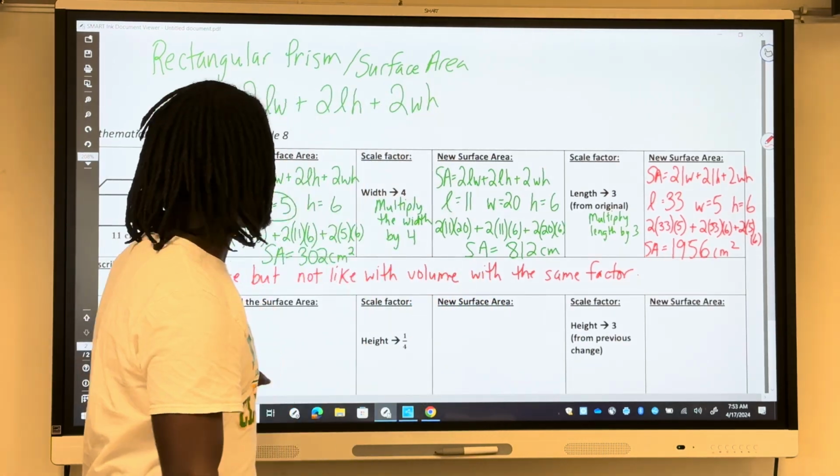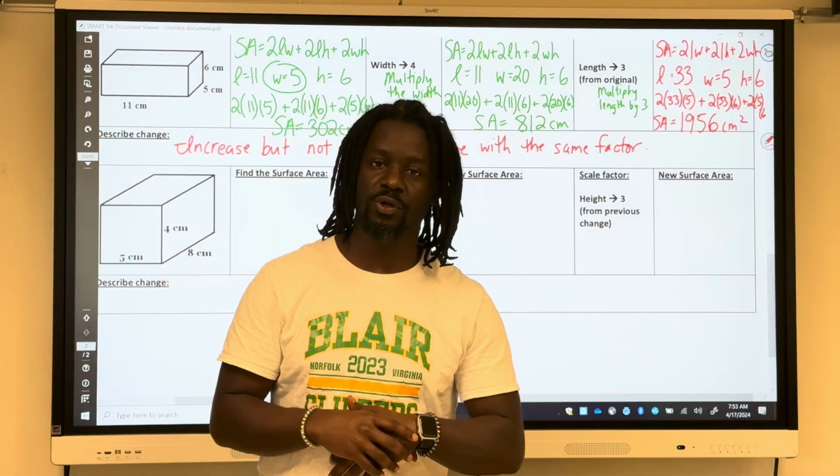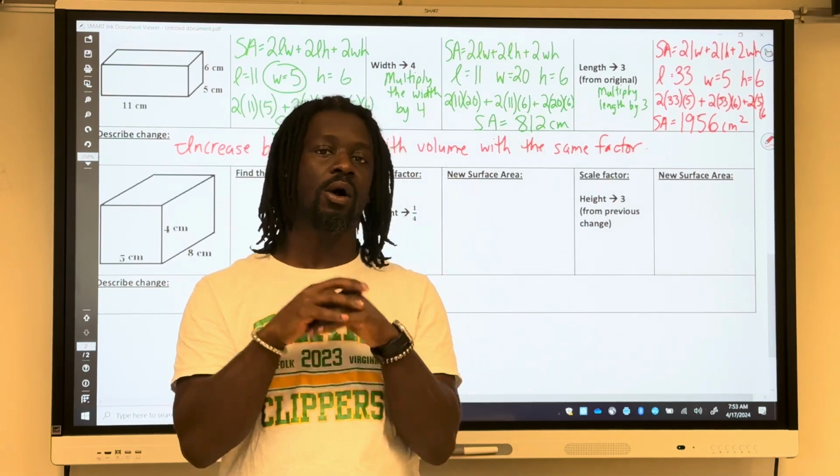And so I want you to continue to investigate. You just got one to do for surface area because those are a little longer. So continue to investigate. See, does that work in all cases?